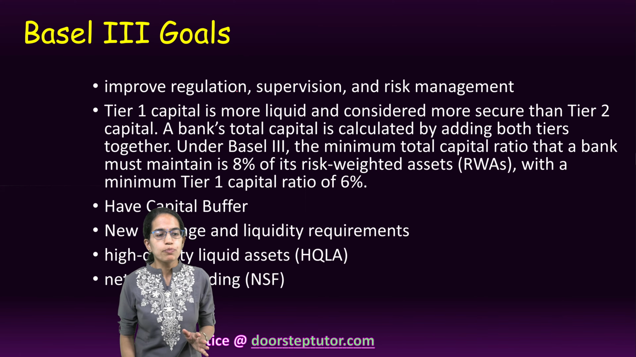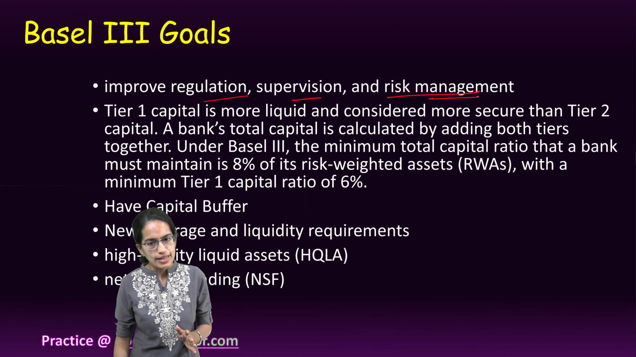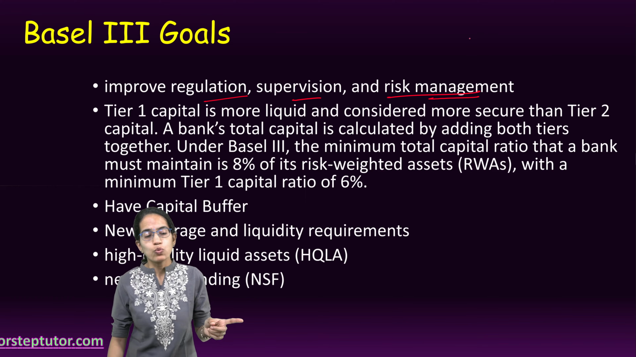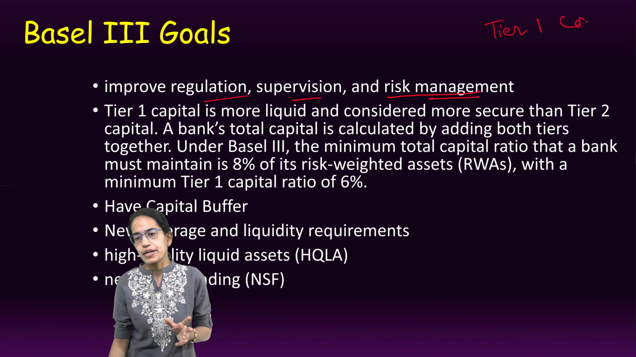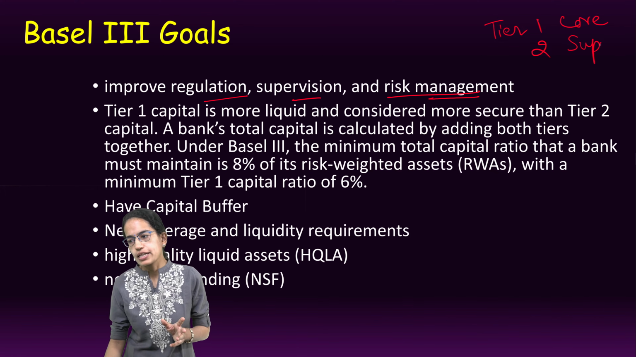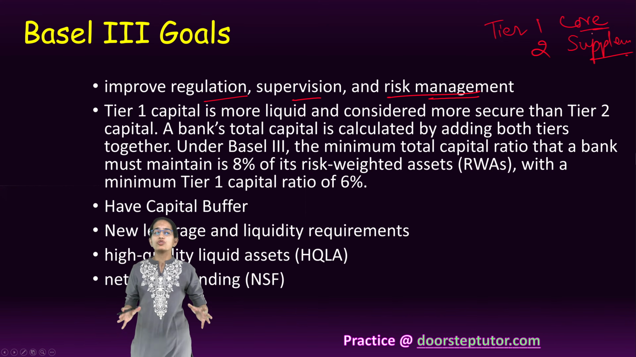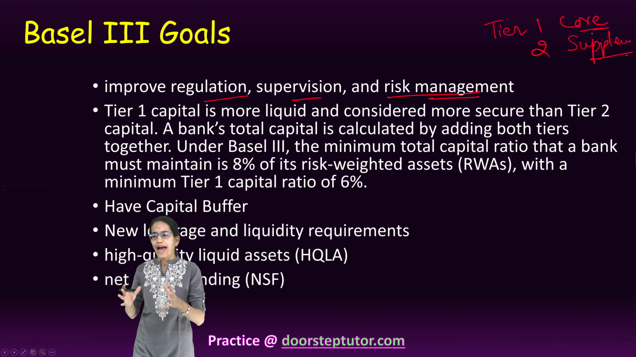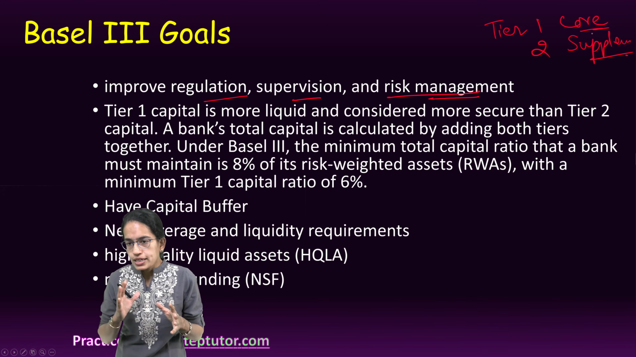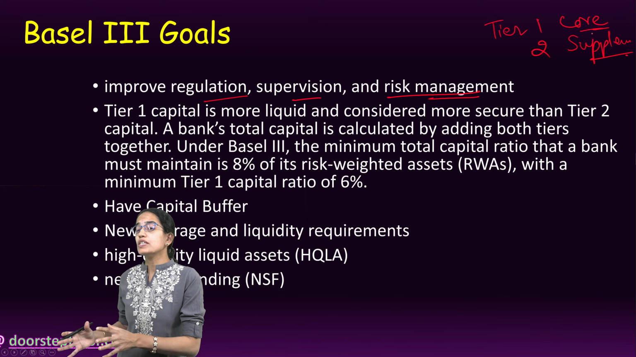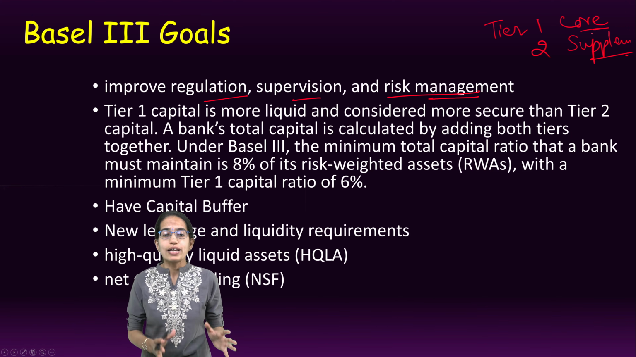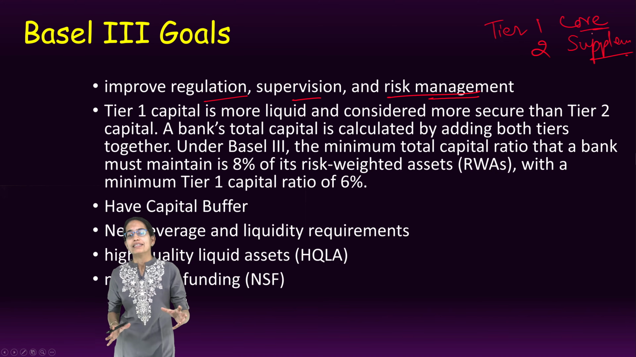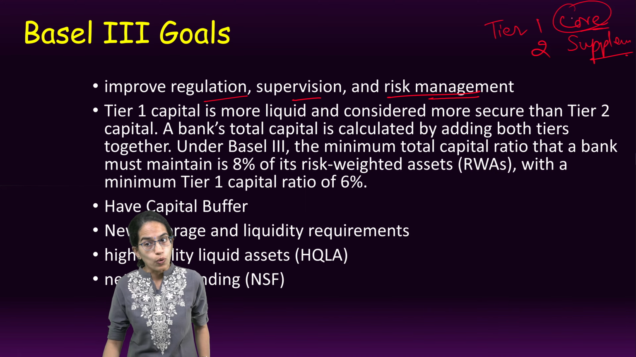The first is to improve the regulation, supervision and risk management. Now banks have tier 1 capital and tier 2 capital. Tier 1 is the core capital. Tier 2 is the supplementary capital. Now the core capital includes what? It includes the equity and the disclosed reserves. The tier 2, which is the supplementary, refers to undisclosed reserves that we have with the bank. Tier 1 is usually more liquid and considered more secure because it is the core, not the supplementary.